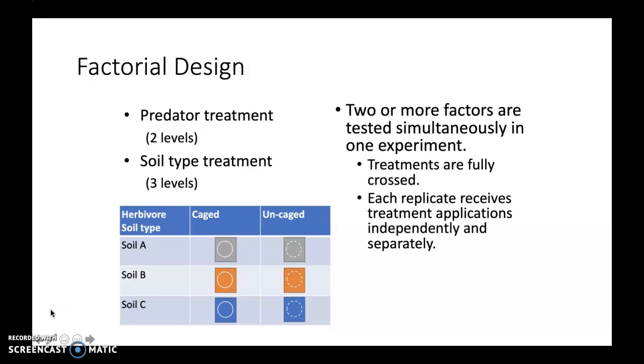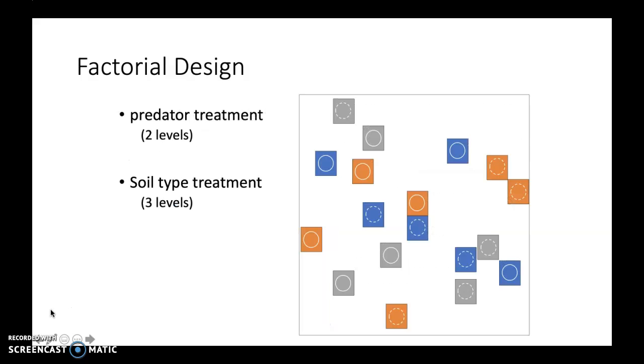Okay, so this is what we mean when experiments are fully crossed. Each replicate receives treatment applications independently and separately, and you can test for these interactive effects. So, suppose you had some sort of predator exclusion experiment. You would want to be able to exclude those predators, right? But maybe you're also interested in something else.